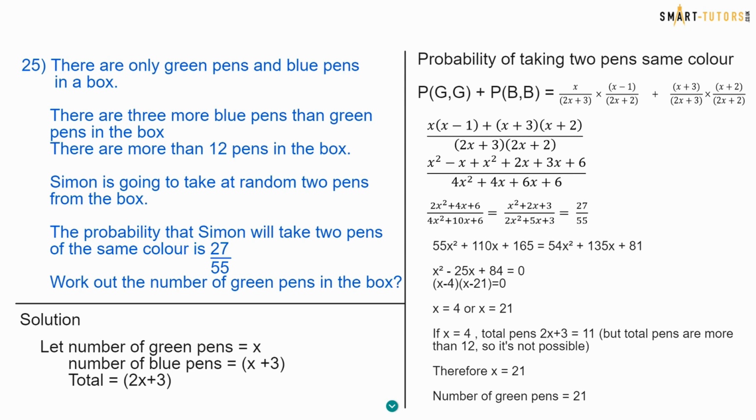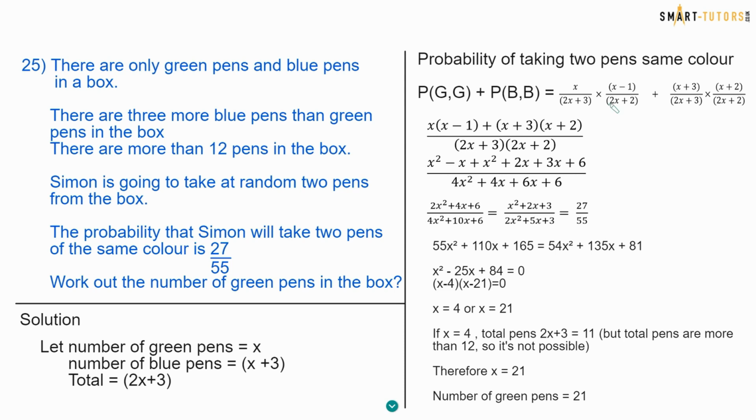The next one, blue probability. Blue is x plus 3 over 2x plus 3, times by one less, which is x plus 2 over 2x plus 2. So do the algebraic fraction. That's what this question is, a 6 marker. So you need to do a proper algebraic fraction.